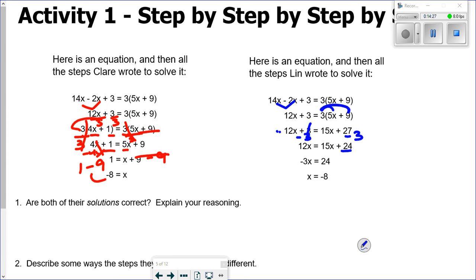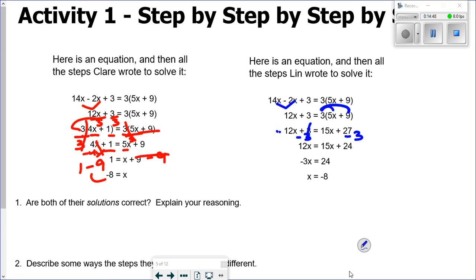The next thing I notice with Lynn's work is that the 15x is missing from step 4 to step 5. So she must have combined her x's together, and in order to remove a positive 15x, she would have to do the inverse, which would be a negative 15x.